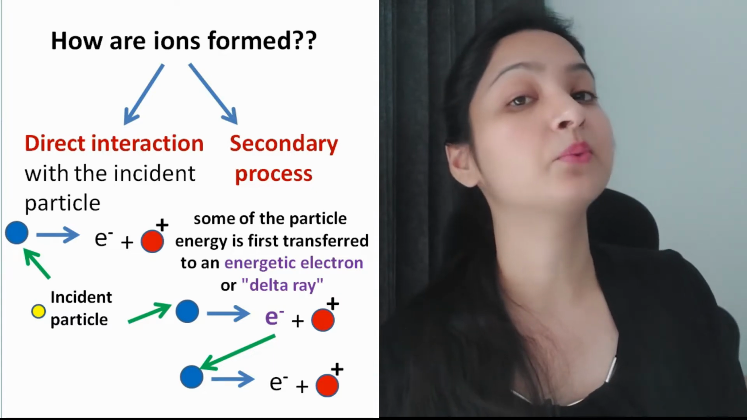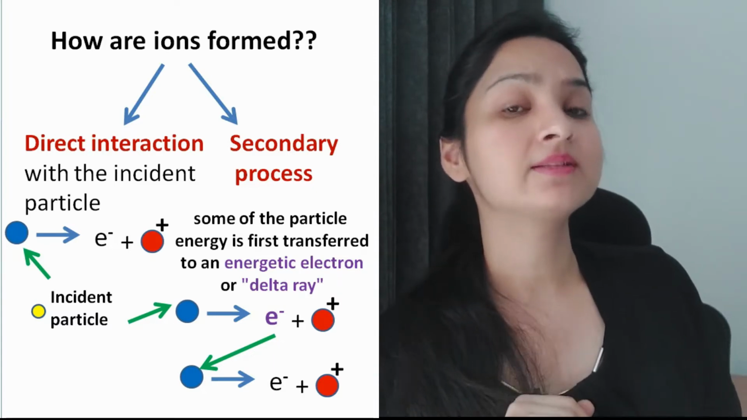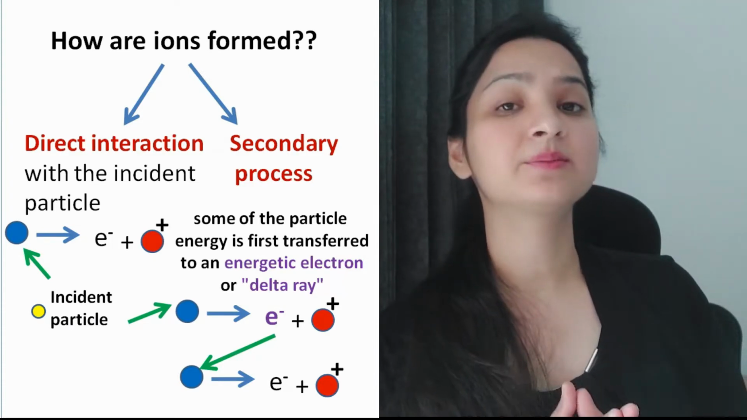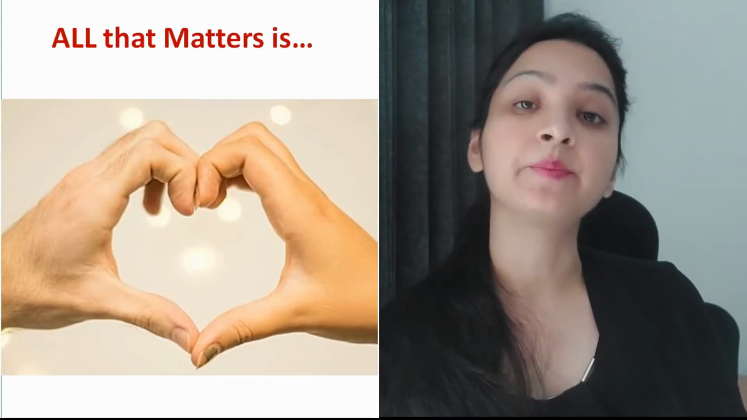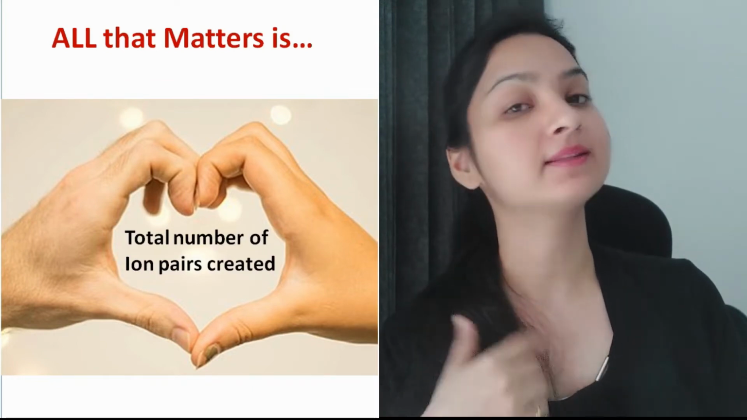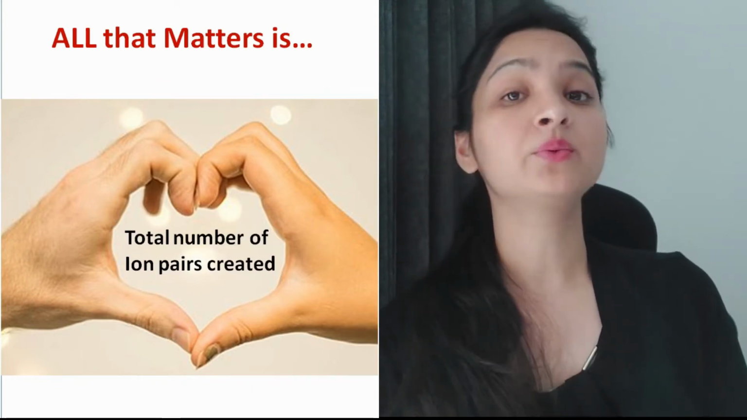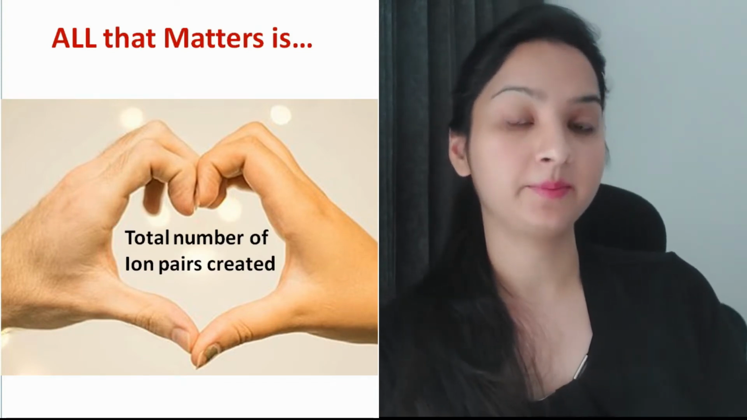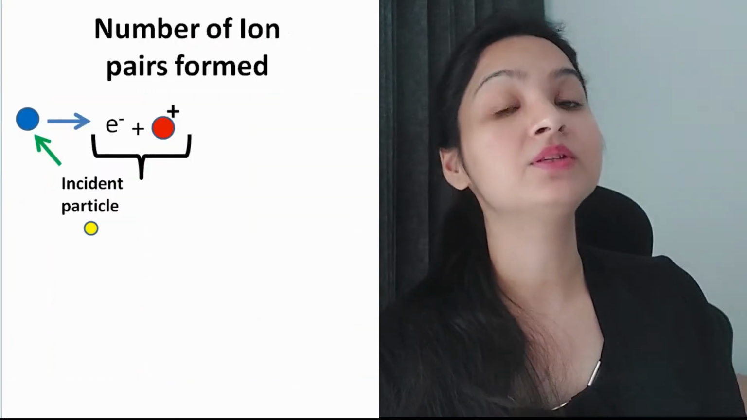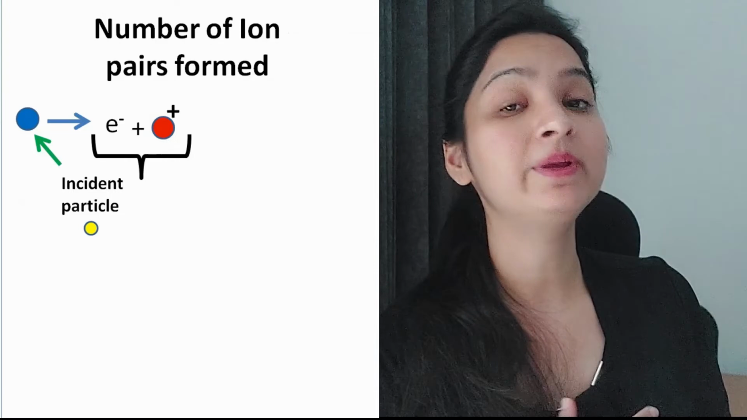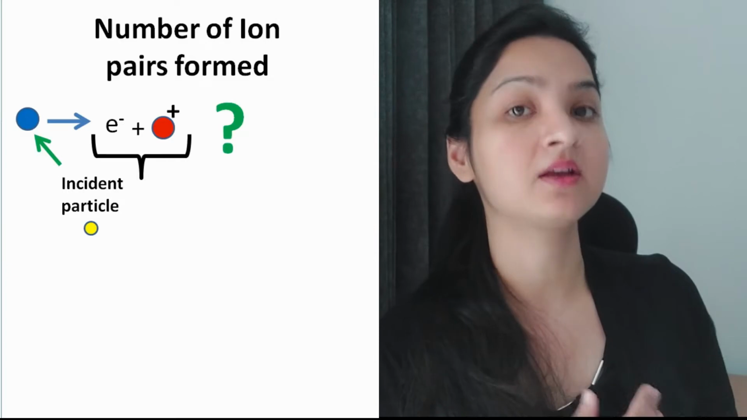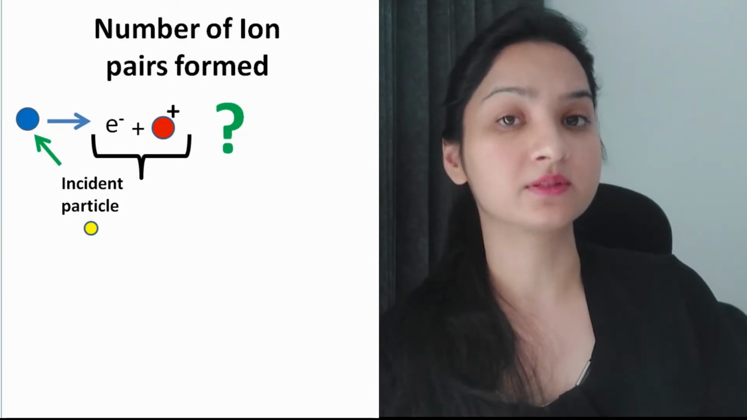Although it is to be noted that the range of these delta rays is much less as compared to the incident charged particle. So regardless of the detailed mechanisms involved in the formation of these ion pairs, it is the ion pairs that are of importance here. We are interested in the number of ion pairs that are formed. We need to know the total number of ion pairs that we'll be getting as a result of the interaction of this charged particle with the neutral gas atoms or molecules. So let's talk about this.